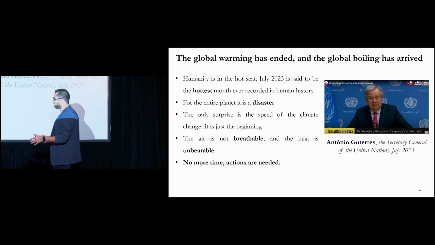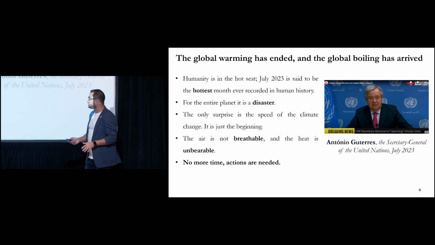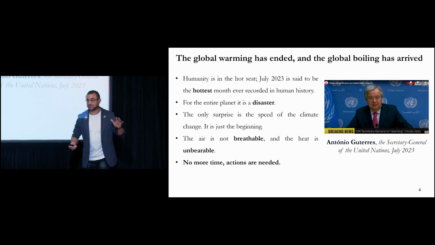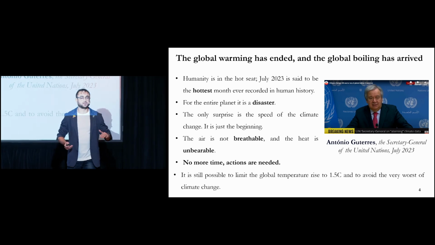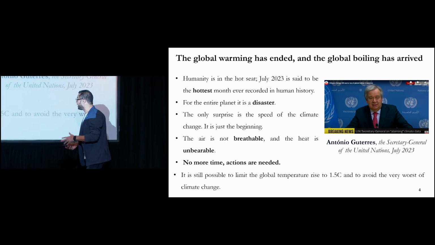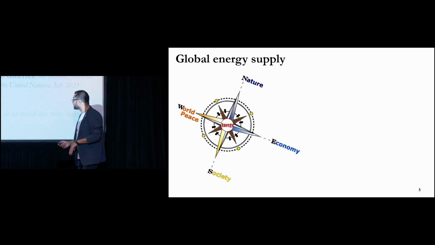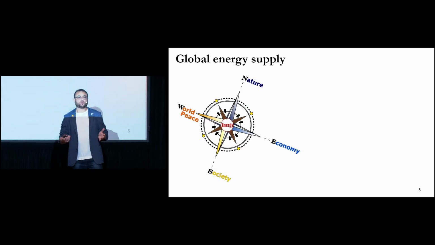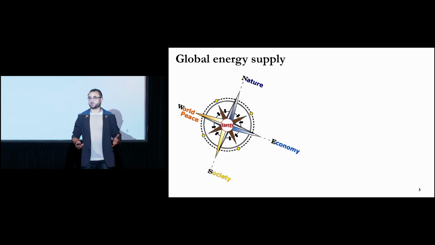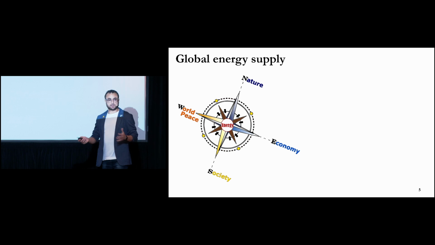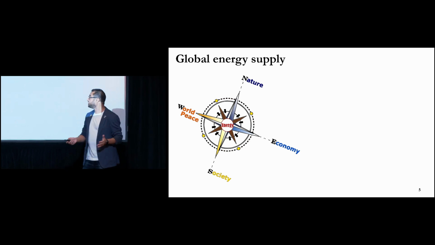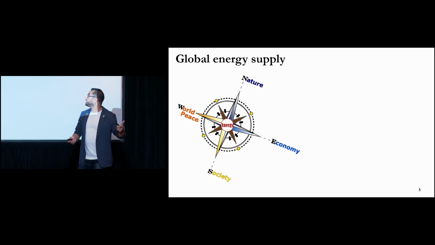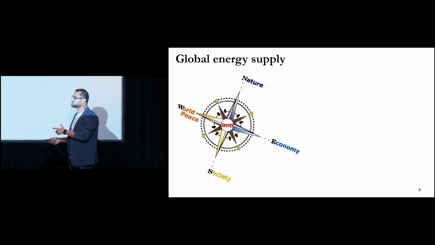The air is not breathable and the heat is unbearable. We don't have time. We need to take action, but there is hope if we try our best to keep the growth in temperature at or below 1.5 degrees. One of the reasons our planet is boiling is how we consume and produce energy. Energy, how I call it, controls everything around our daily life: our economy, our society, nature around us, and of course, world peace.